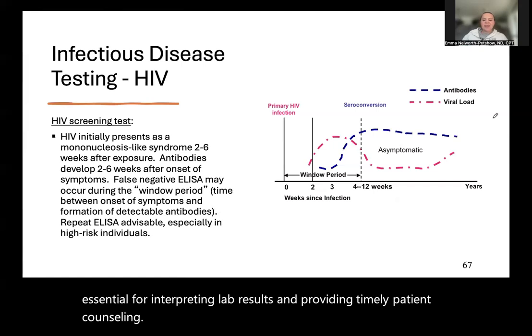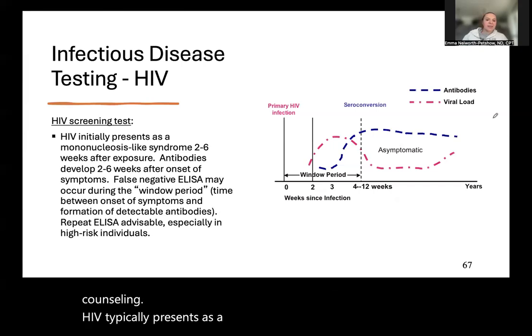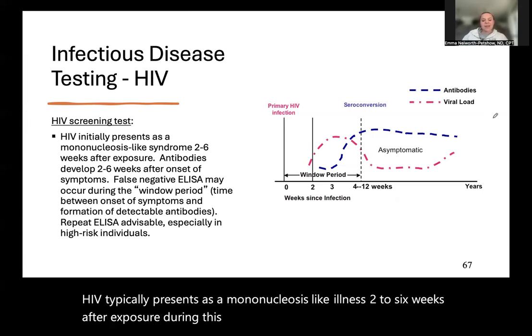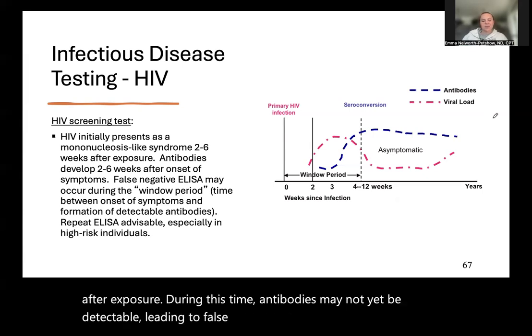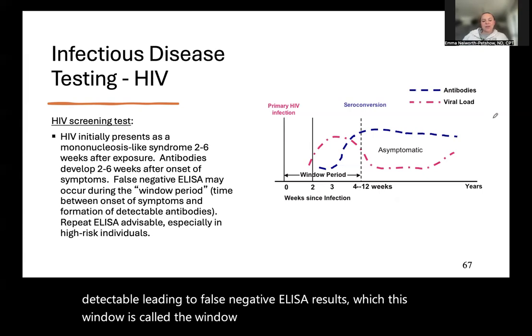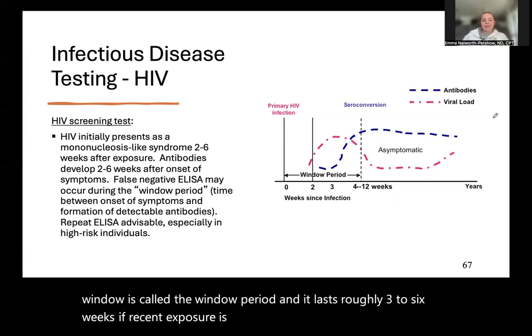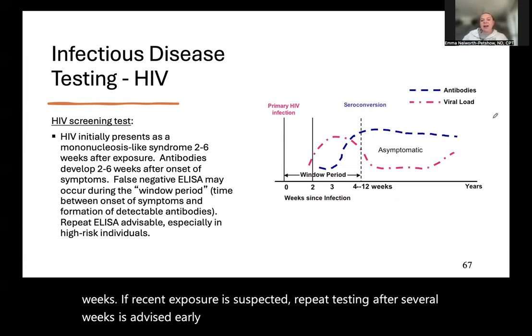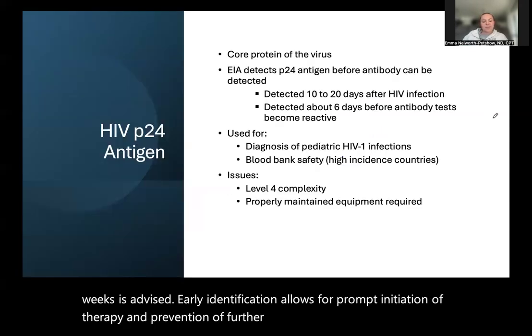HIV typically presents as a mononucleosis-like illness 2 to 6 weeks after exposure. During this time, antibodies may not yet be detectable, leading to false negative ELISA results. This is called the window period, and it lasts roughly 3 to 6 weeks. If recent exposure is suspected, repeat testing after several weeks is advised. Early identification allows for prompt initiation of therapy and prevention of further transmission.